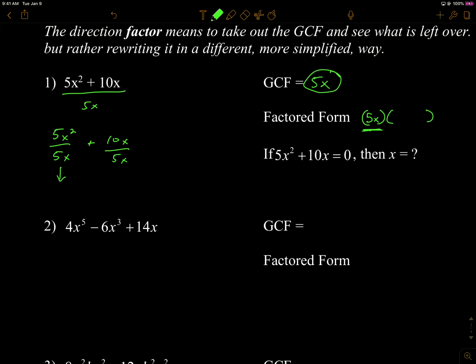So if I do this division here, I end up getting x. So that's how I get the first part. When I do this division, I get 2. So now I've factored this as 5x times x plus 2.